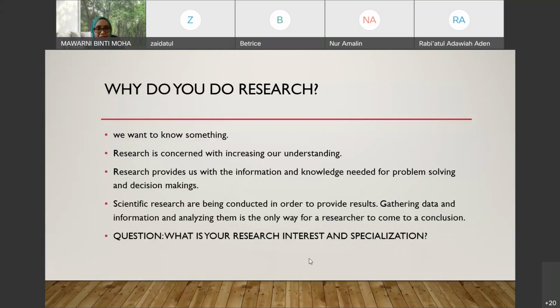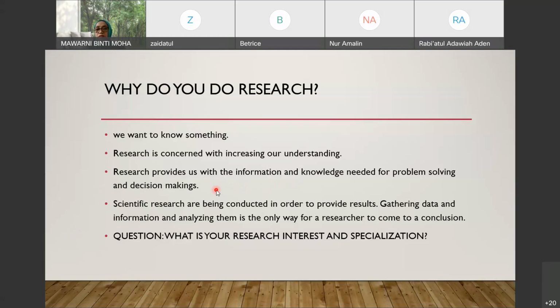Okay, these are the things that I talked about just now. Why do you do research? Because you may ask yourself this question, right? So research is because you want to know something. Why is this becoming, let's say, more prominent or regular? It is concerned with increasing our understanding. It provides you with the information and knowledge needed for problem solving and decision making. There will always be issues. There will always be times when you need to solve problems and to make decisions.